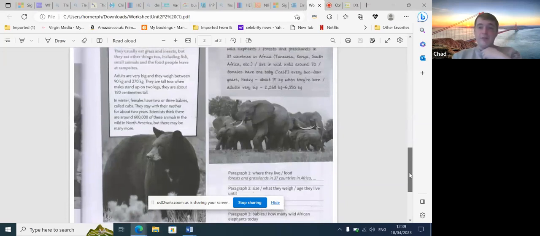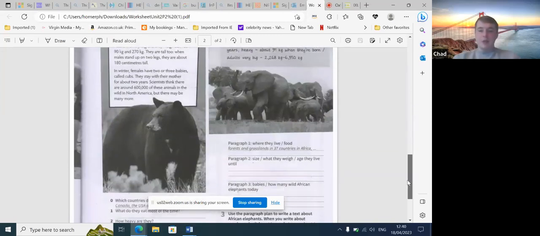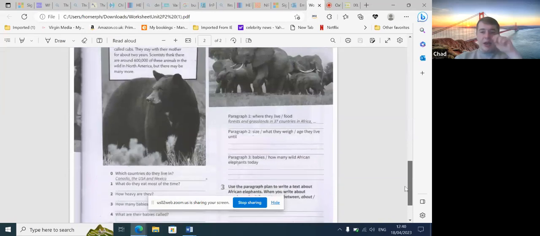Okay, and yes, we know the fully grown adults are very big compared to the calves when they're born. Now we also need to include in here that the average lifespan of an African elephant is around 70, when they're living in the wild. Okay, so we can now wrap it up.